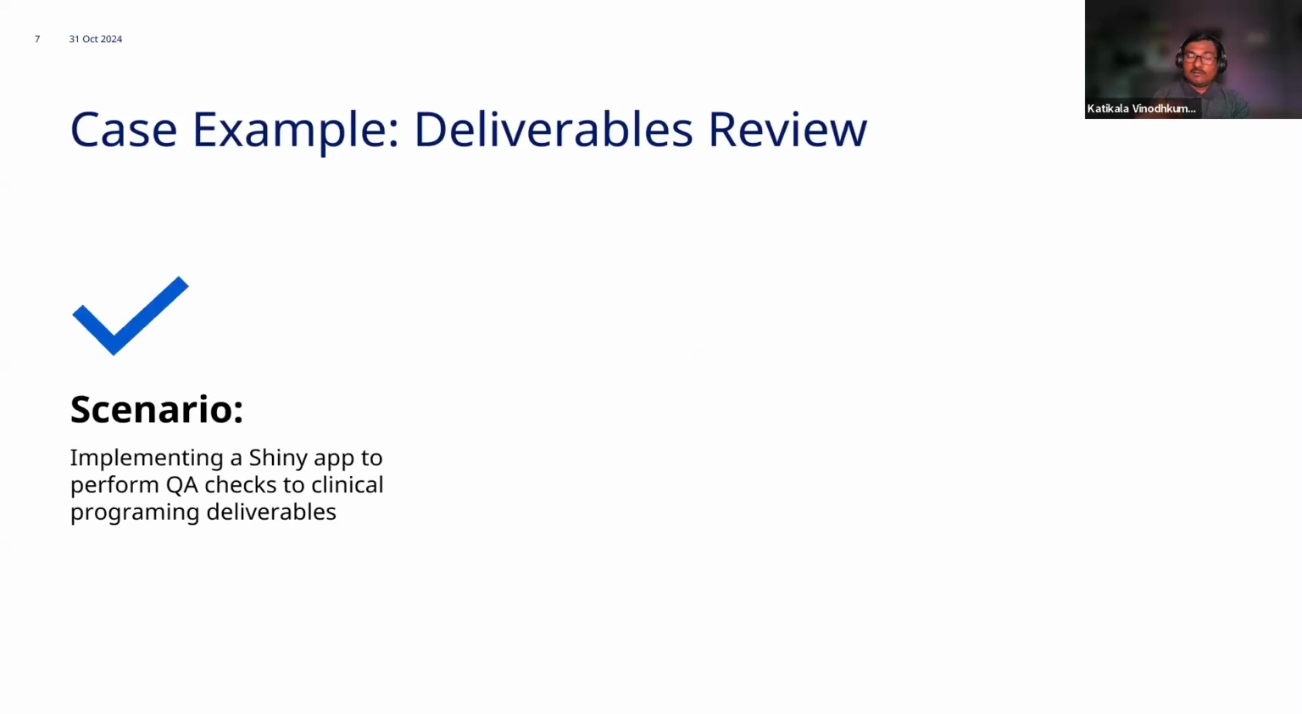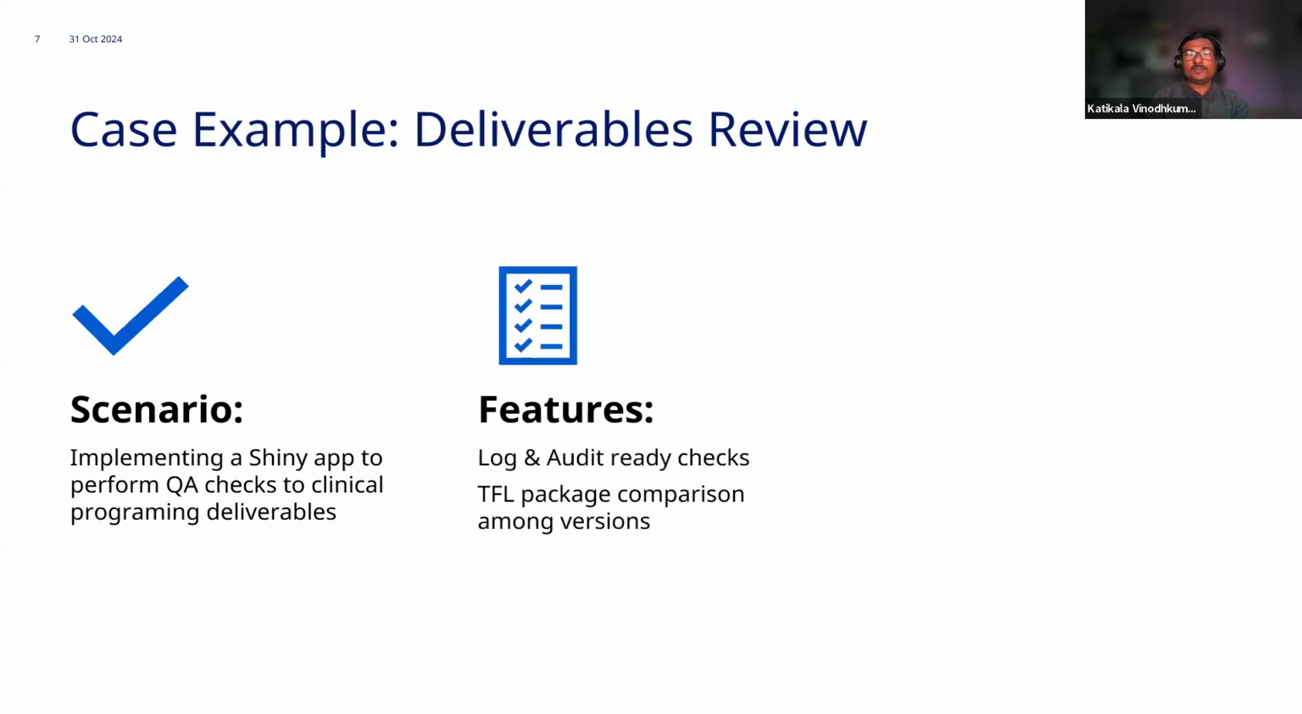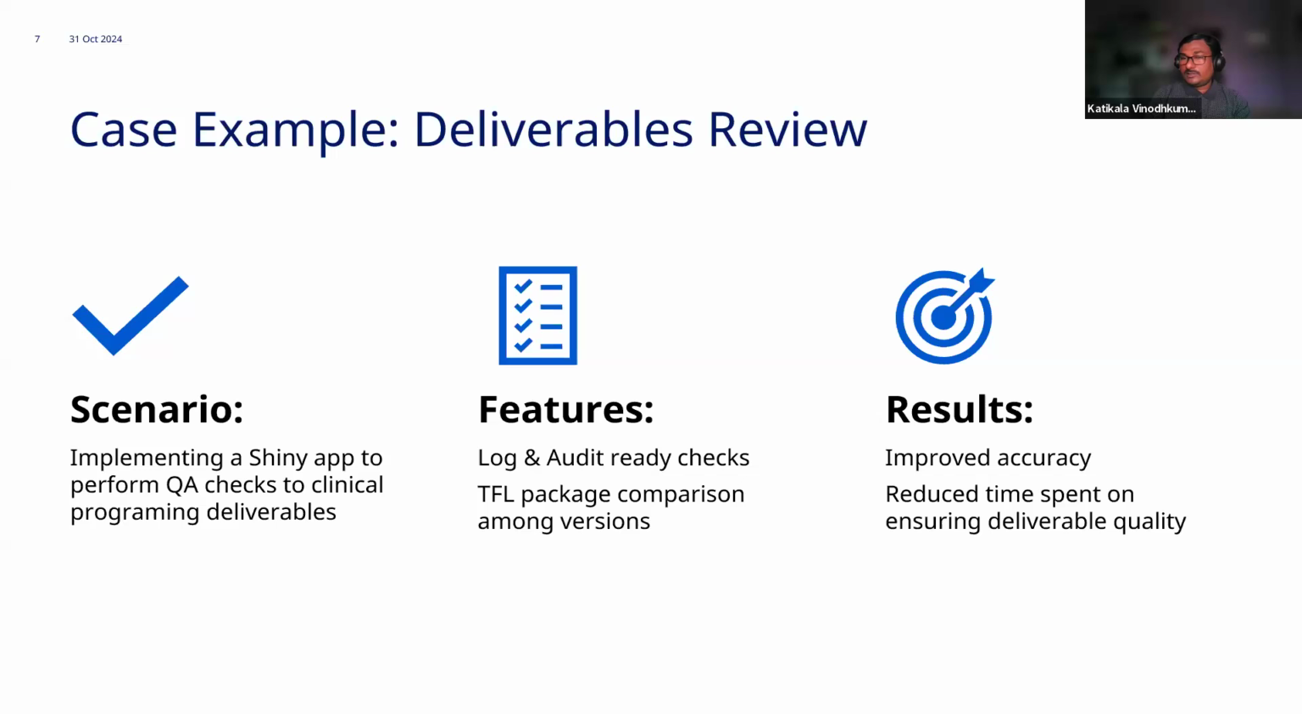In our case, we have developed a Shiny app to address all these challenges. It is created on an R platform using Shiny, and some of the quality checks we perform internally have been integrated into that app. They are not limited to the log or audit checks, so it can be many more. We have integrated the sponsor level checks into the app as well, and we observed that it improved the accuracy of the deliverable and drastically reduced the time spent on ensuring deliverable quality.